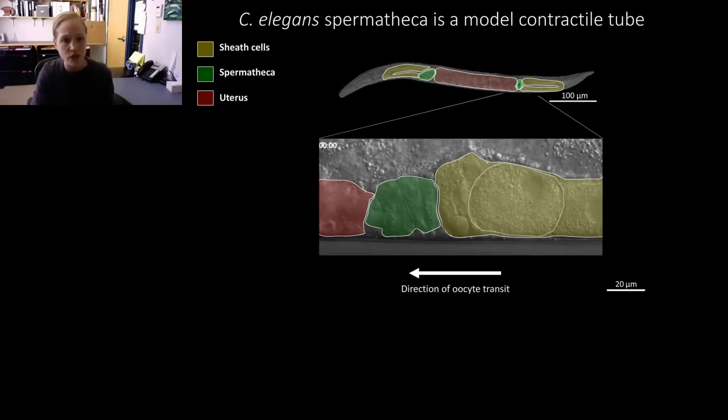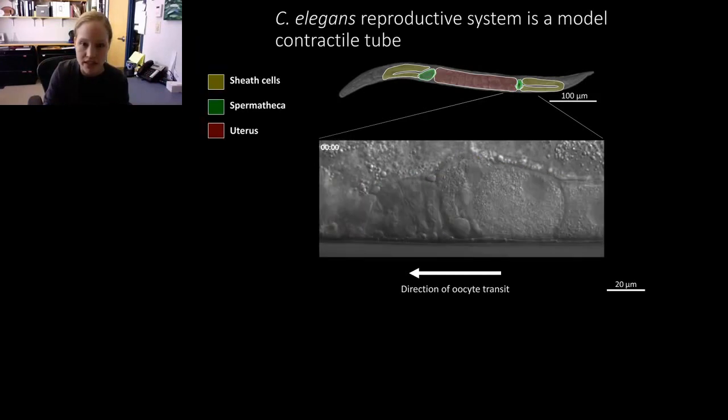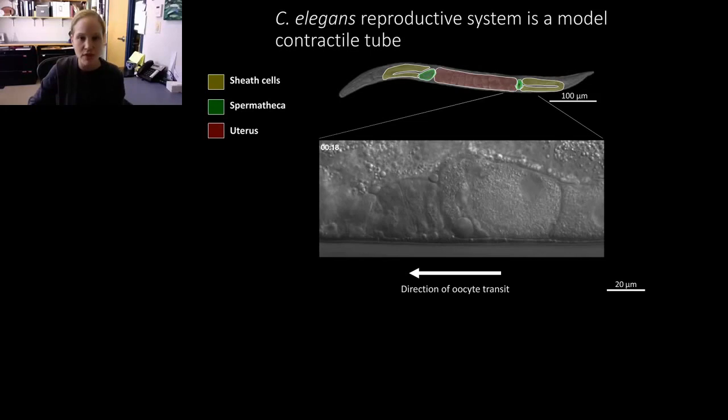And so to give you a feel of what that looks like, I'm going to show you a movie of an ovulation. This oocyte here, outlined with a dotted line, is going to be pushed by the sheath cells, shown in yellow, into the spermatheca. It will become fertilized, and then spermathecal contractions will push that embryo into the uterus. So we'll watch that now. All right, pushed into the spermatheca, it's becoming fertilized, and now exiting through the spermatheca-uterine valve into the uterus.